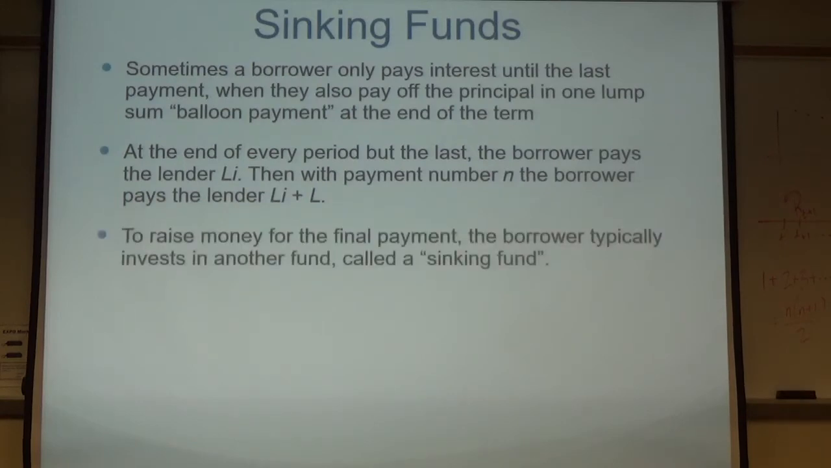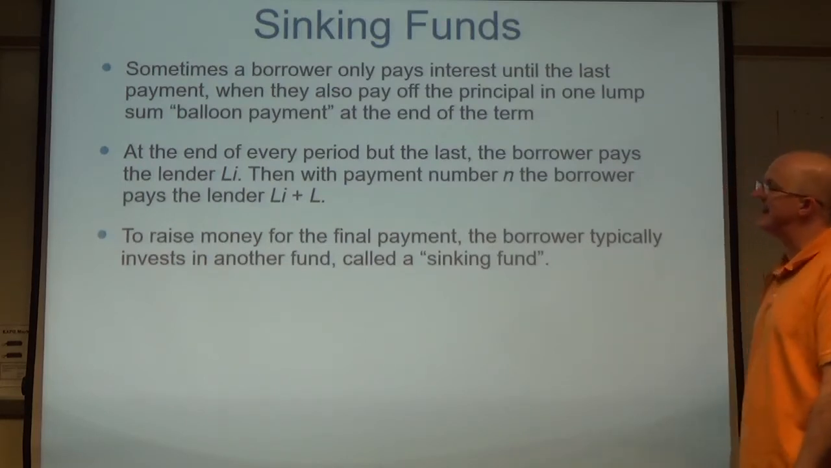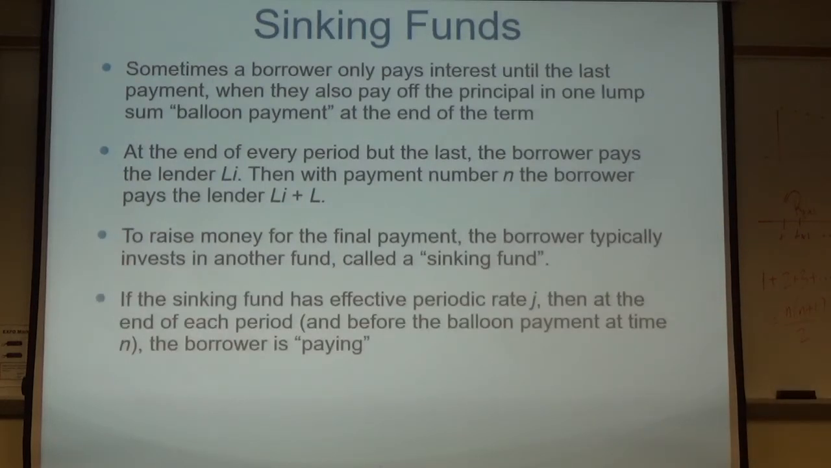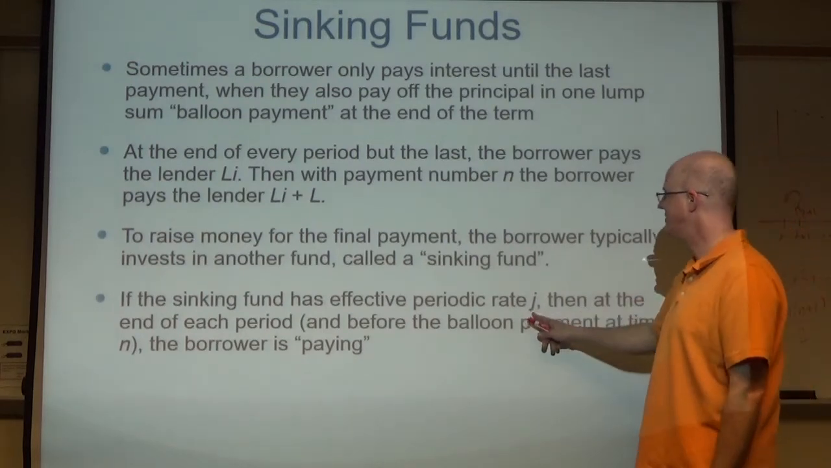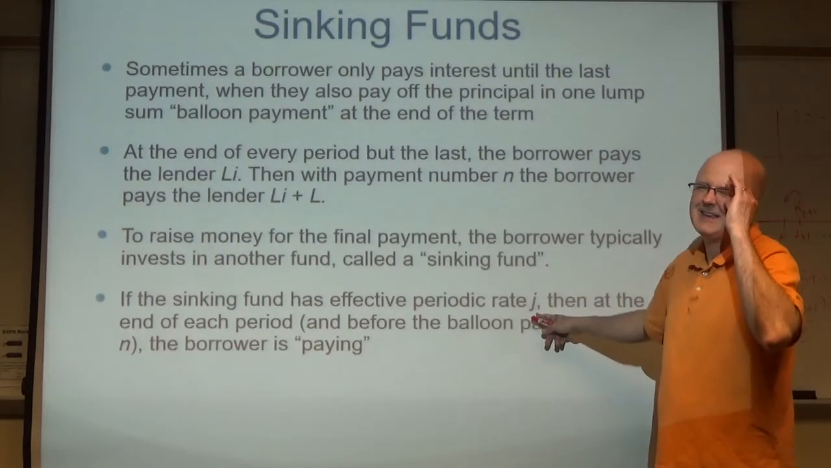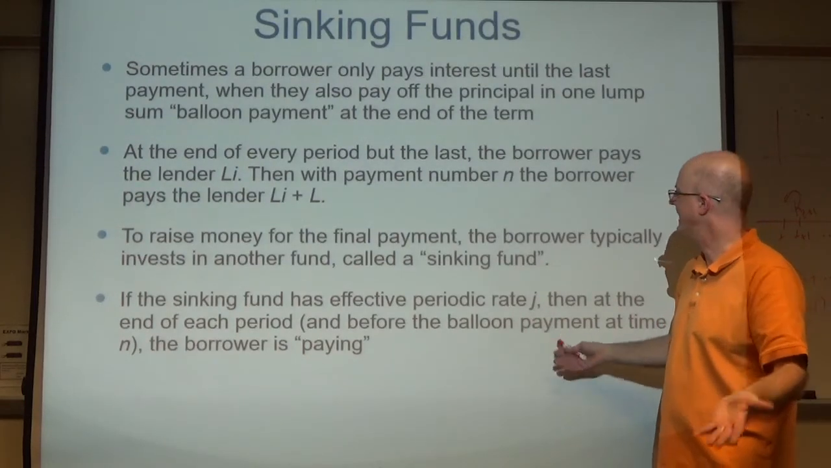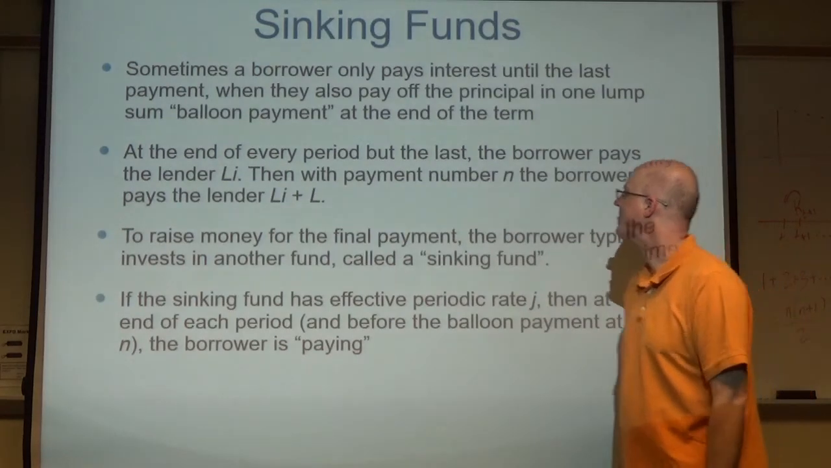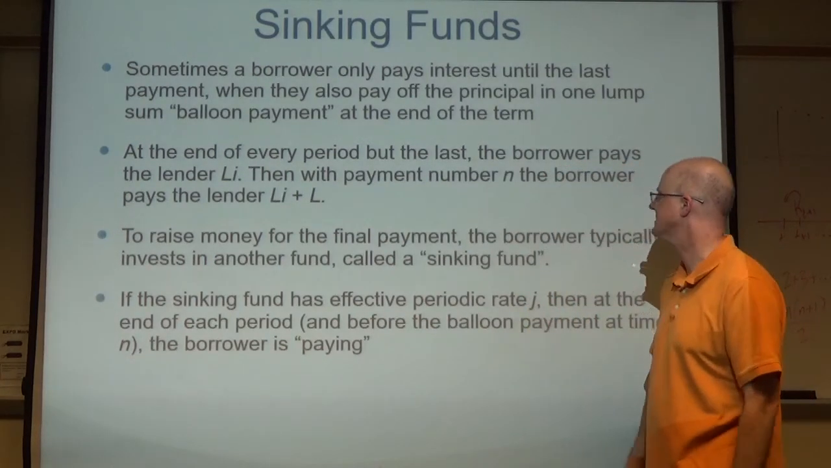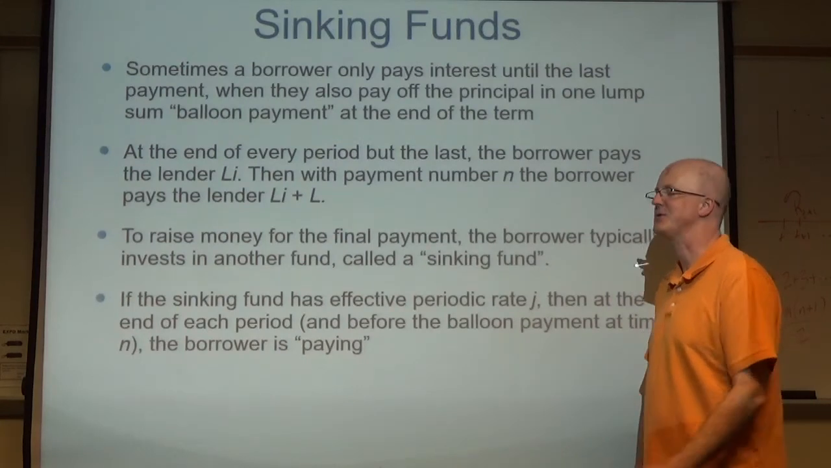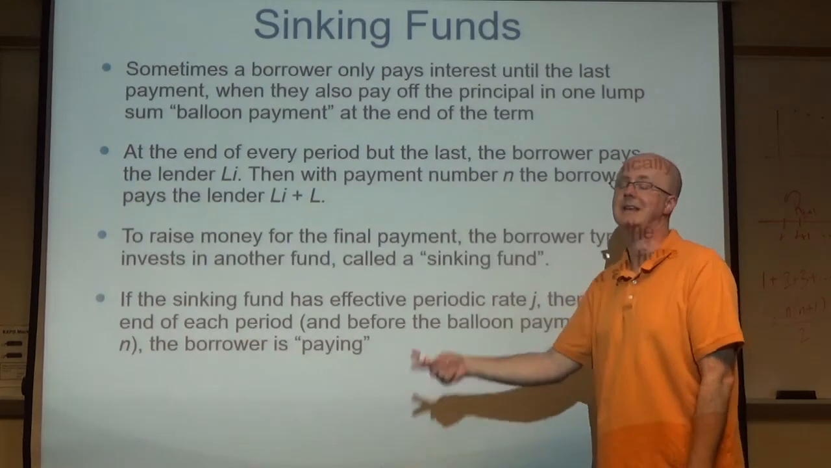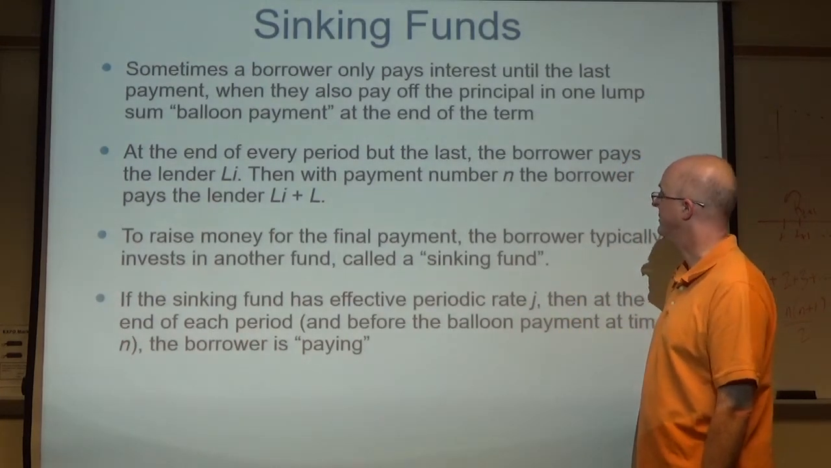How do they raise money for that final huge payment? They invest in another account, something called a sinking fund. They invest at some periodic interest rate J, which often is less than I, which to me doesn't make sense. Why would you do it this way unless you get J to be bigger than I, so you come out ahead in the end. But often you can't find an interest rate bigger, so I don't know. Maybe you just don't have enough cash right away and you're hoping besides your investment in the sinking fund you can invest in maybe your company and raise enough money to pay off the final balloon payment.